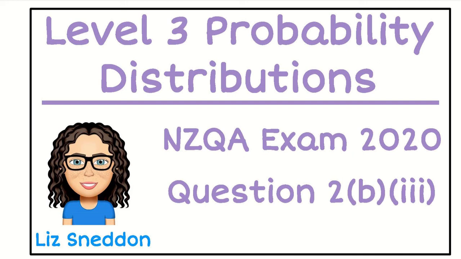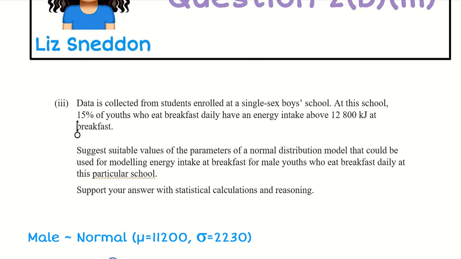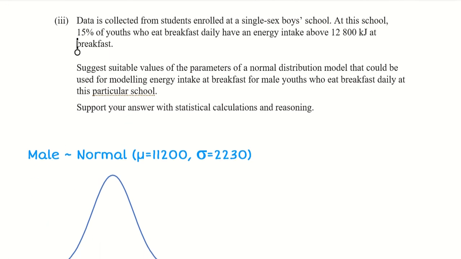Let's have a look at the answer to question 2b, part 3. So we have data, and this is collected at a single-sex boys' school. We know that 15% of youths who eat breakfast daily have an intake of energy above 12,800 kilojoules at breakfast. So we need to suggest suitable values of the parameters.